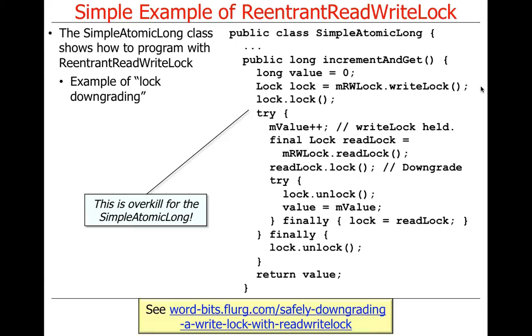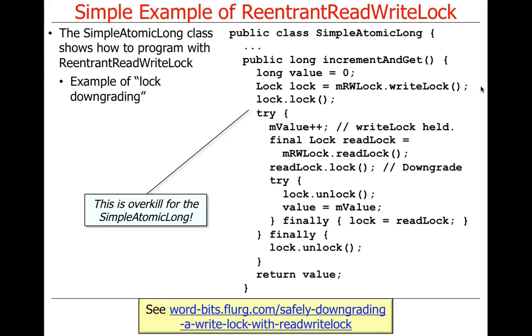Jake? Does that upgrade guarantee that no one will have written between? That's why it's called try. We'll see some examples of this when we look at stamp locks. It's very subtle. So here's an example of using lock downgrading with Reentrant read-write-lock.